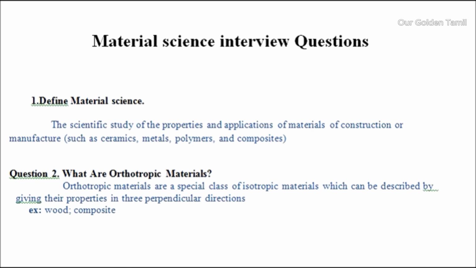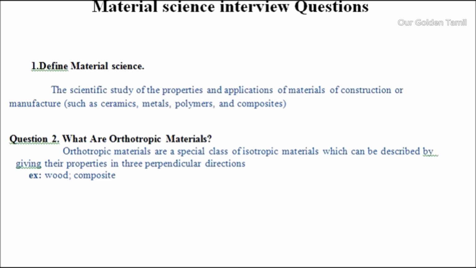Material science interview questions. 1. Define material science. The scientific study of the properties and applications of materials of construction or manufacture, such as ceramics, metals, polymers, and composites. Question 2. What are orthotropic materials? Orthotropic materials are a special class of anisotropic materials which can be described by giving their properties in three perpendicular directions.